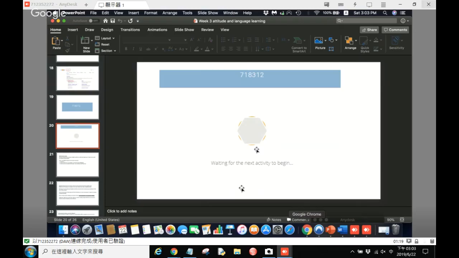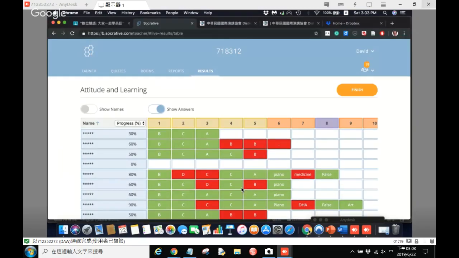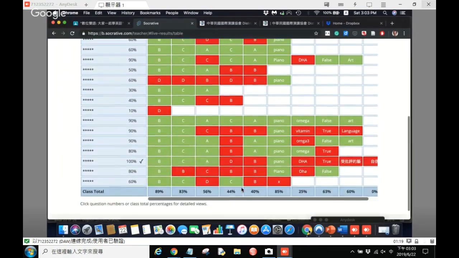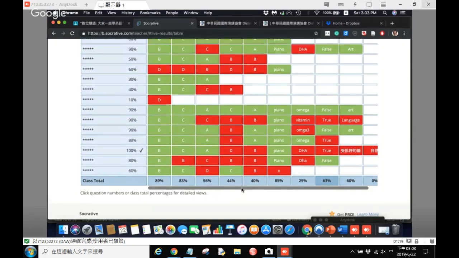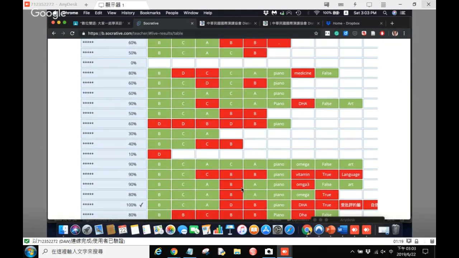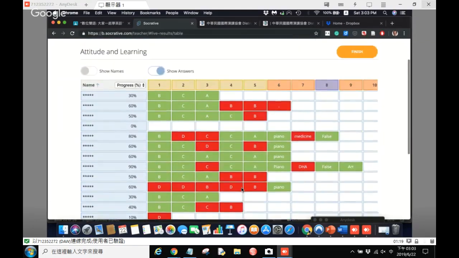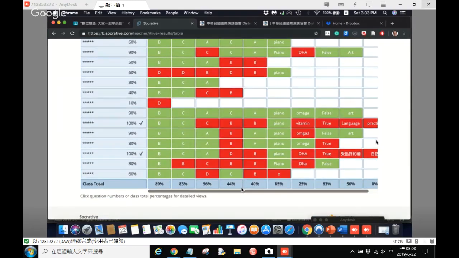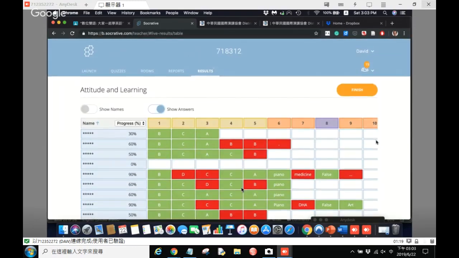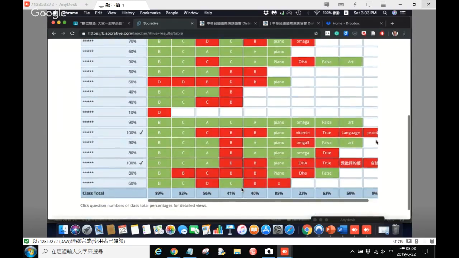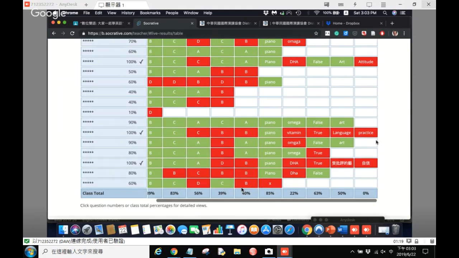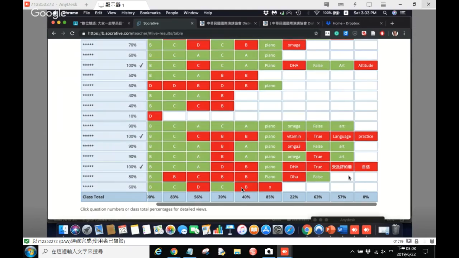Alright, let's go back and see how we're doing. Somebody finished. Yeah, two people are finished. It's question 10. Yeah, there are 10 questions, so these two people are finished already. Okay, well, the red marks don't matter. I think this is just for fun, so don't worry too much about the accuracy.